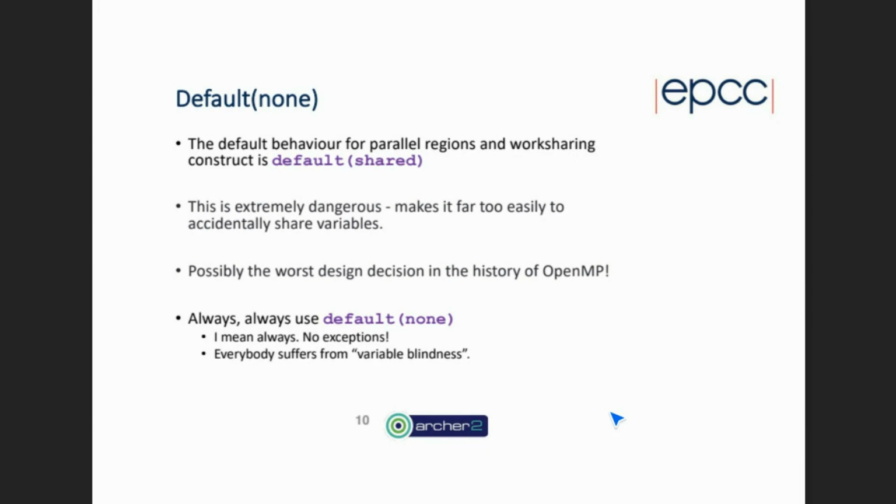There's this strange effect that I've noticed with people writing OpenMP, which I call variable blindness. If you get somebody to read through a block of code and list all the variables that are used in it, they will often miss some. It's not such a trivial task as you might think. It's very easy to overlook things. So that's the reason I encourage you.